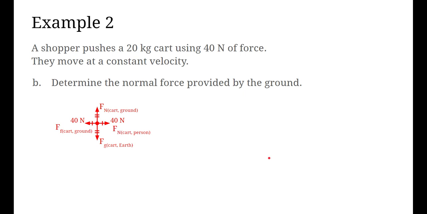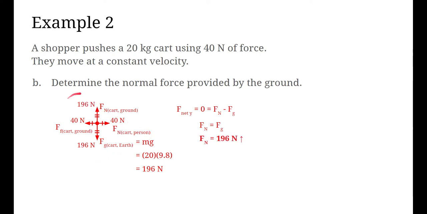For part B, it says to determine the normal force provided by the ground. And so for this, we can assume that the normal force is going to be balanced with the gravitational force. And so we'll use the same thing that we did with the textbook, same equation to find that the gravitational force is 196 newtons. And then we'll use this statement, which says that the y direction forces, the vertical forces, are balanced, which means that the normal force and the gravitational force are equal to one another. And so because we know that the gravitational force is 196 newtons, then the normal force must be the exact same size, but pointed upward.